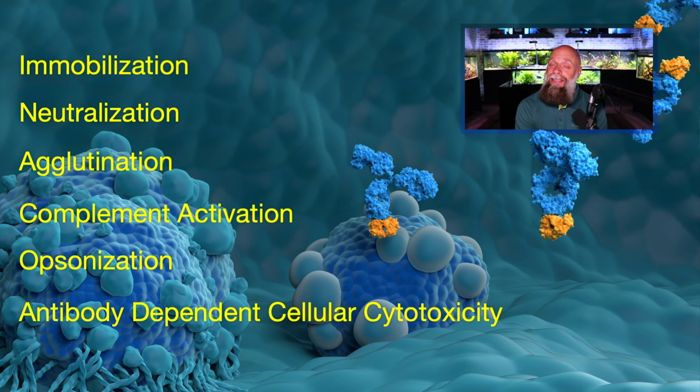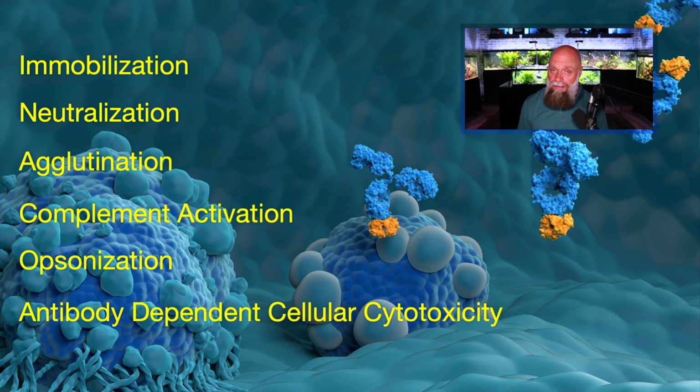In fact, they have six protective outcomes, and they're listed here. Antibodies can do immobilization. When antibodies bind to things like flagella, they can stop motile bacteria, which can also help prevent them from attaching. Antibodies are involved in neutralization. They can bind to viruses and all kinds of antigens and pathogens and prevent them from attaching.